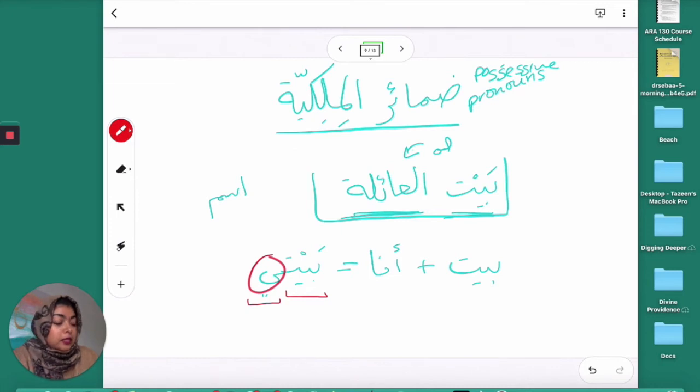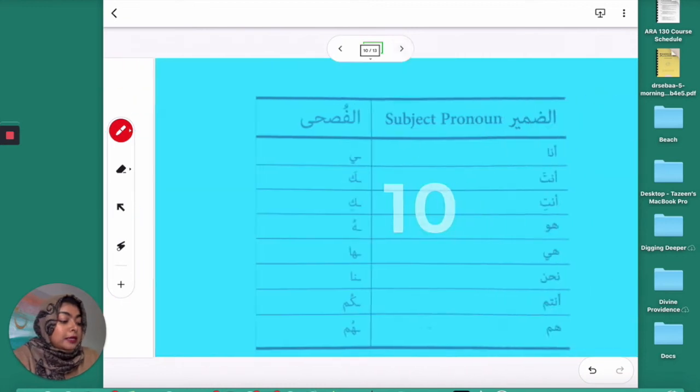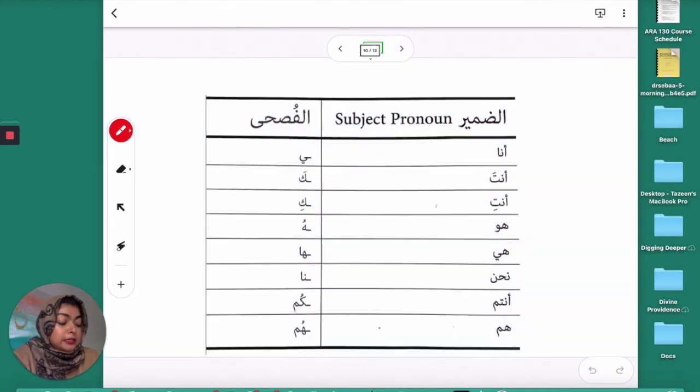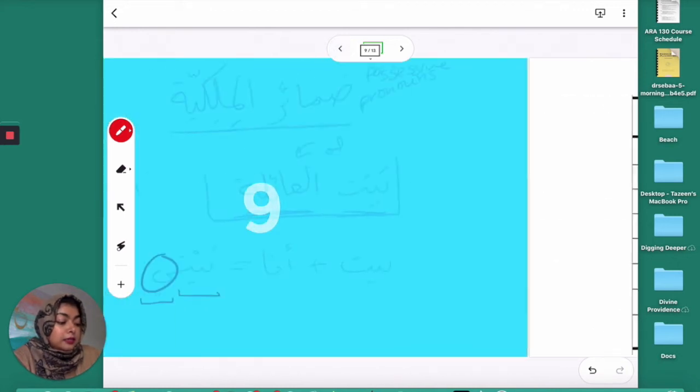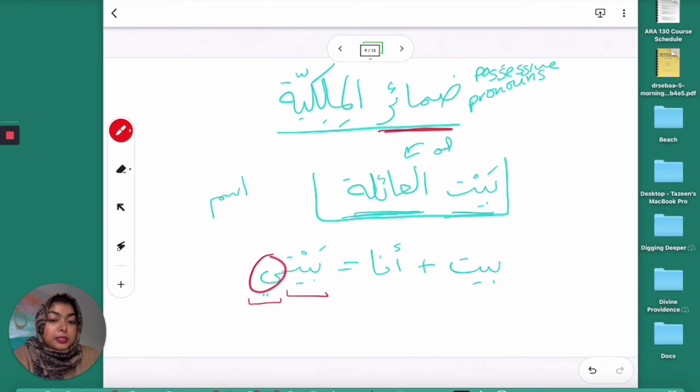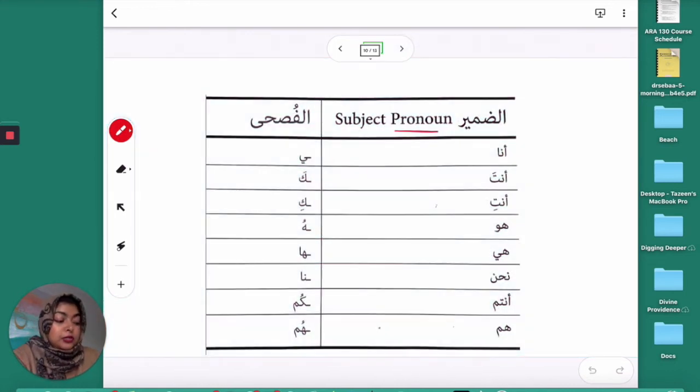Okay? So what we want to do then is look at the pronouns that we have. We have done so far الضمير, which is the singular and just means pronoun. And when we say الضمائر, it's the plural. Notice it's جمع تكسير, it's a broken plural. So let's look first at the pronouns that we have.